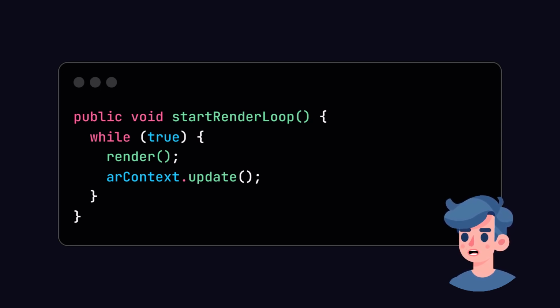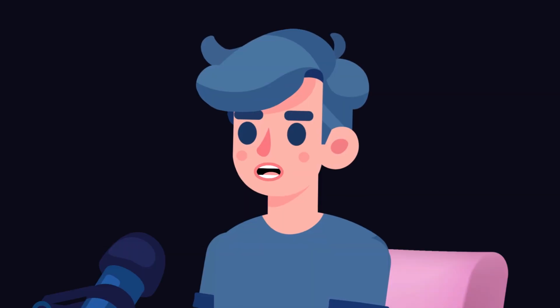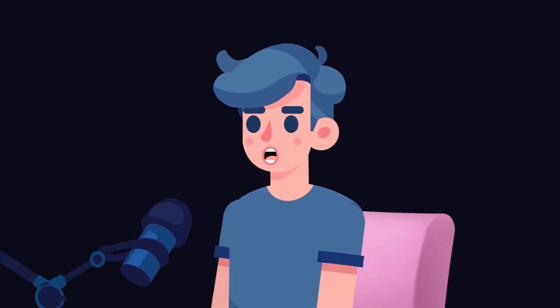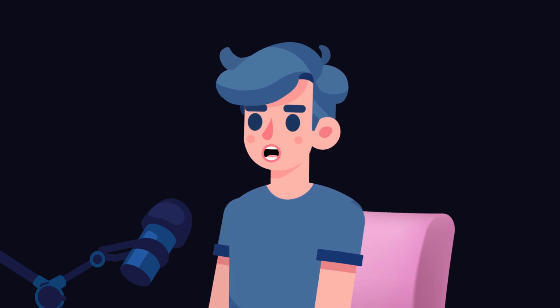For now, let's set up a simple event loop to call this method continuously. In this loop, we indicate that we will continuously call render and update the AR context. Remember, this is a basic event loop. In a real application, you'd want to manage threads and performance more carefully.